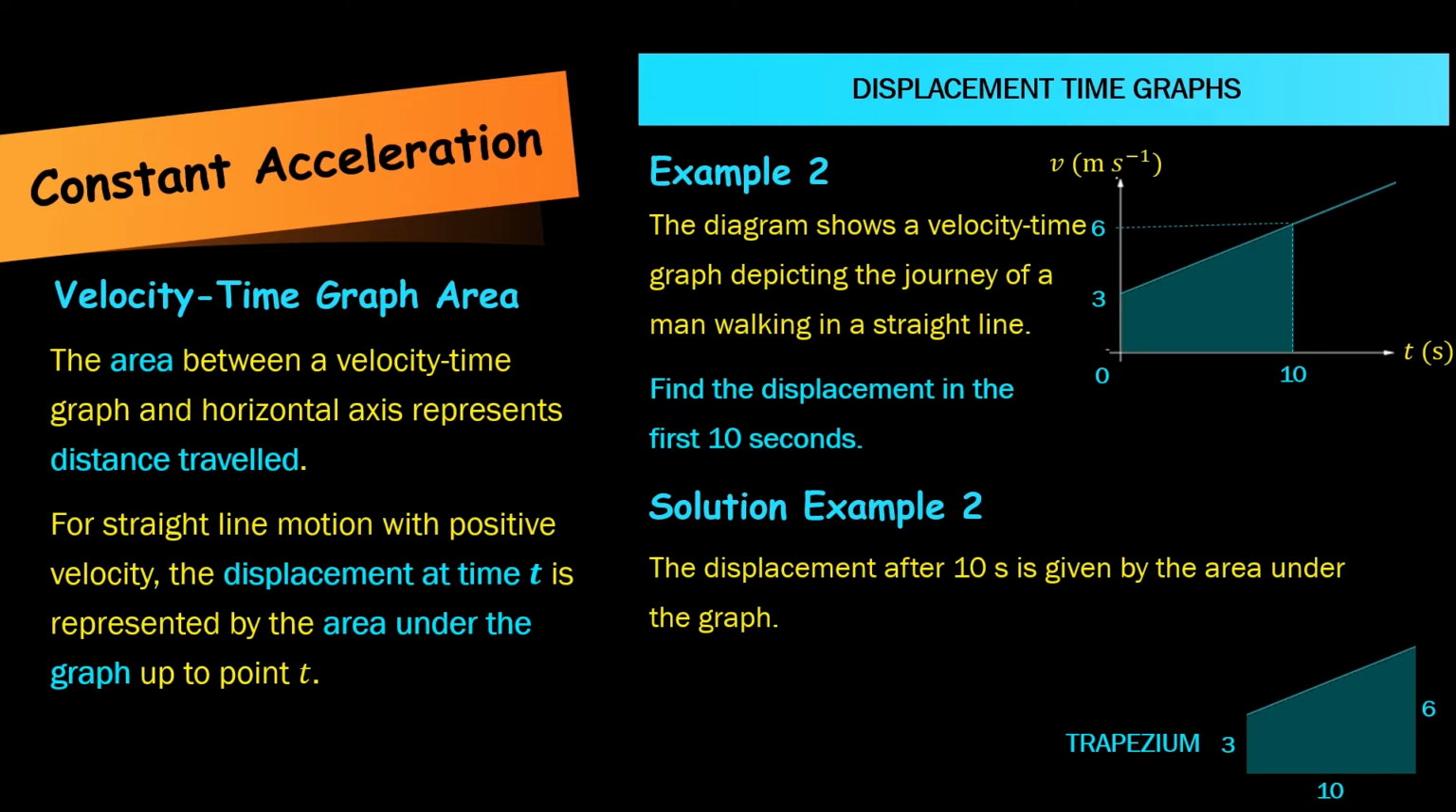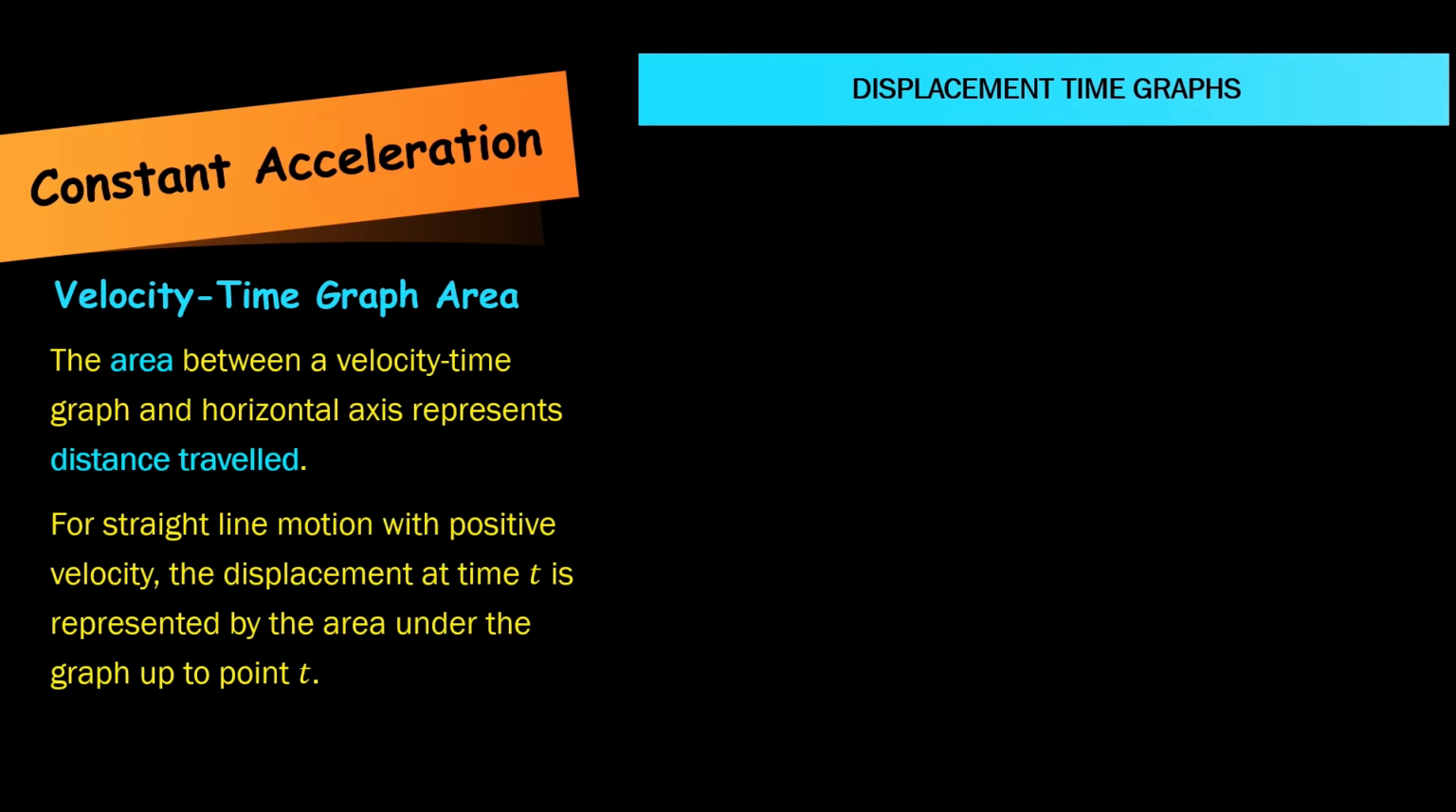This is, of course, a trapezium. We can find the area of this trapezium by applying this formula, and plugging in the values, we have that the area is equal to half times 3 plus 6 times 10, which is equal to 45. Now let's have a look at another example.